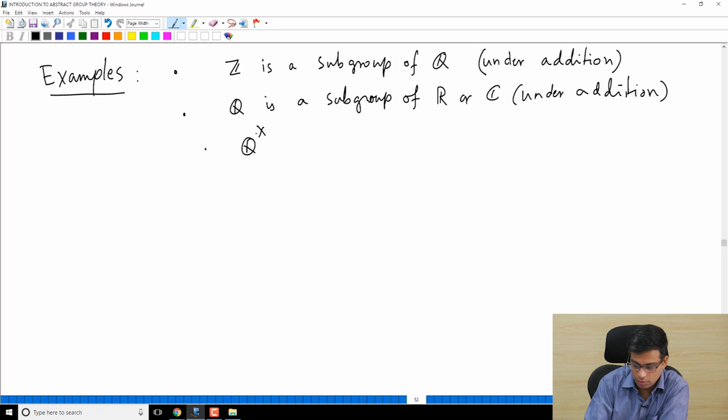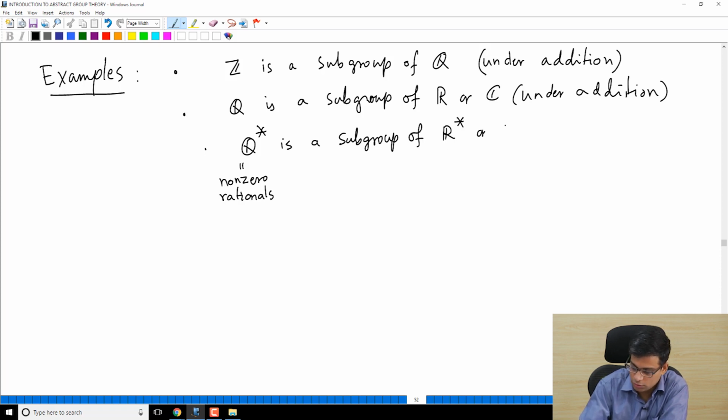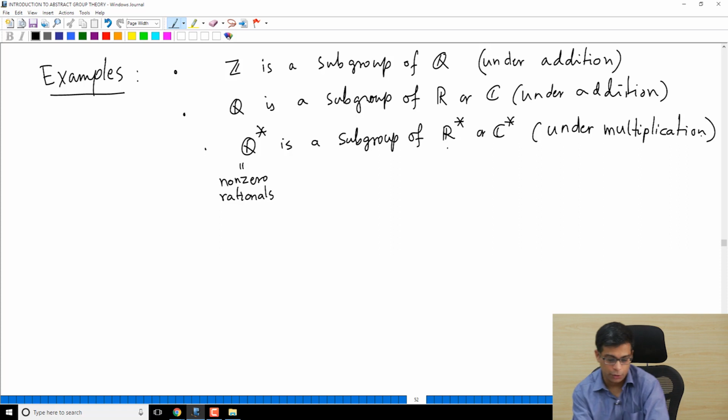Q star, which is remember non-zero rationals, is a subgroup of R star or C star. These are non-zero reals, these are non-zero complexes, this is under multiplication. I am not checking this in detail, but it is very clear. Q star is a subgroup of R star because it is closed under multiplication, it has identity, it has inverses.